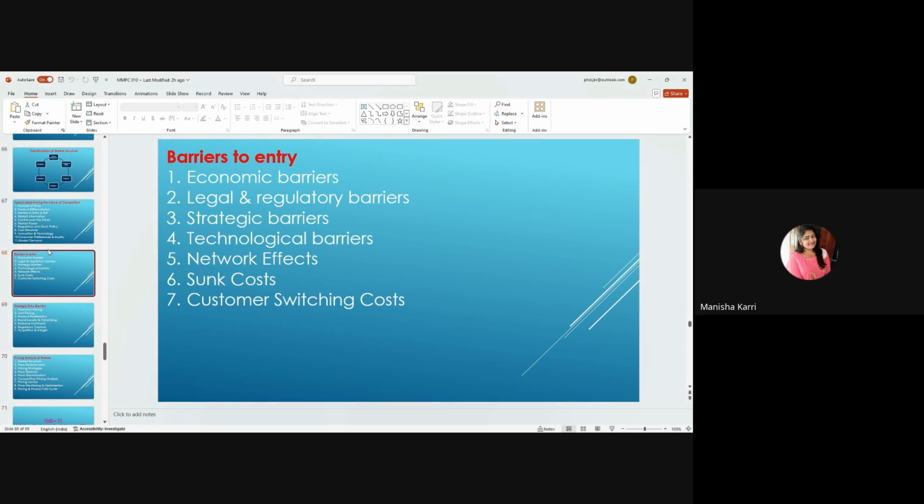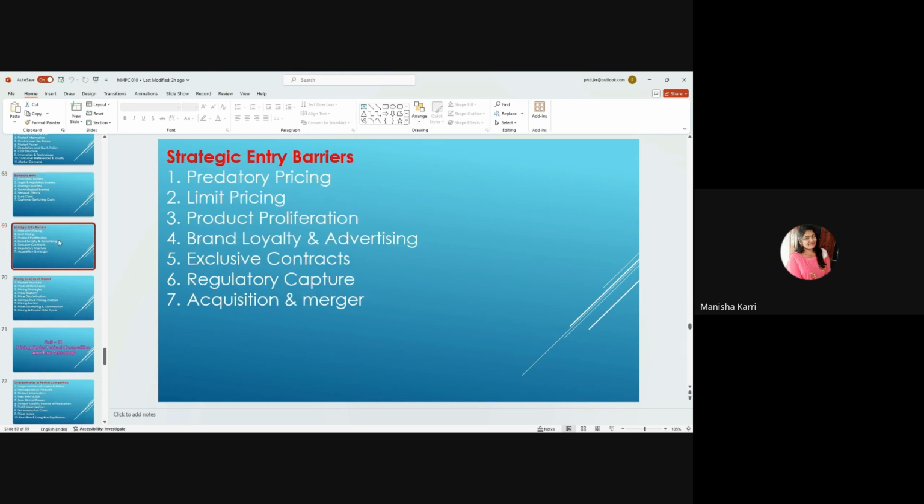Another topic is strategic entry barriers. There are some strategic entry barriers like predatory pricing, limit pricing, product proliferation, brand loyalty and advertising, exclusive contracts, regulatory capture, acquisition and merger. These all come under strategic entry barriers. These are also some barriers in this unit. You can learn this, it is not a very important topic, so we can go to another one.